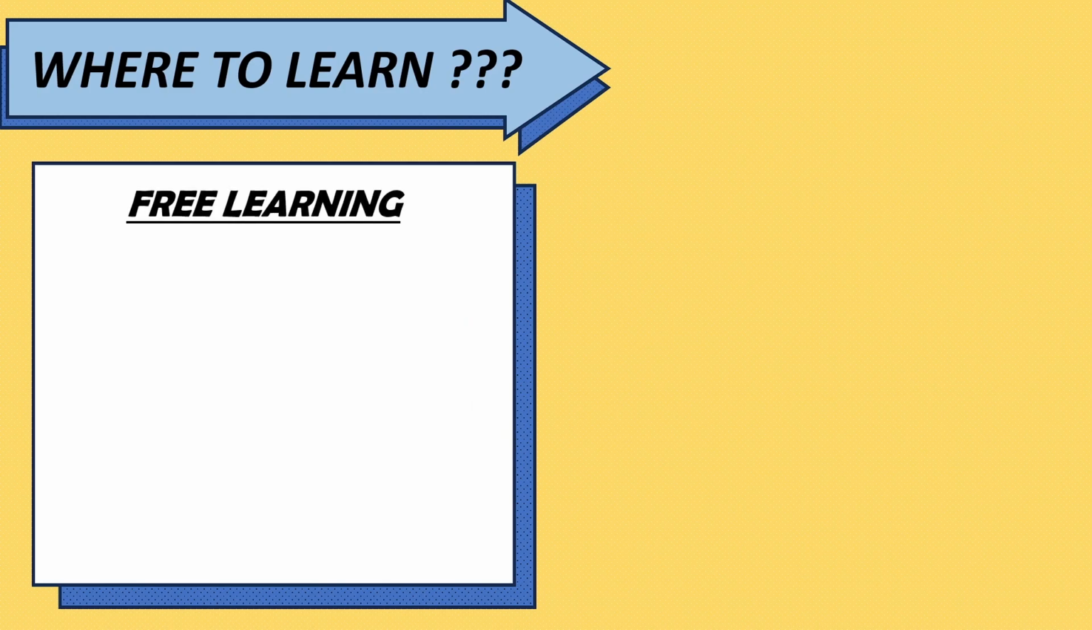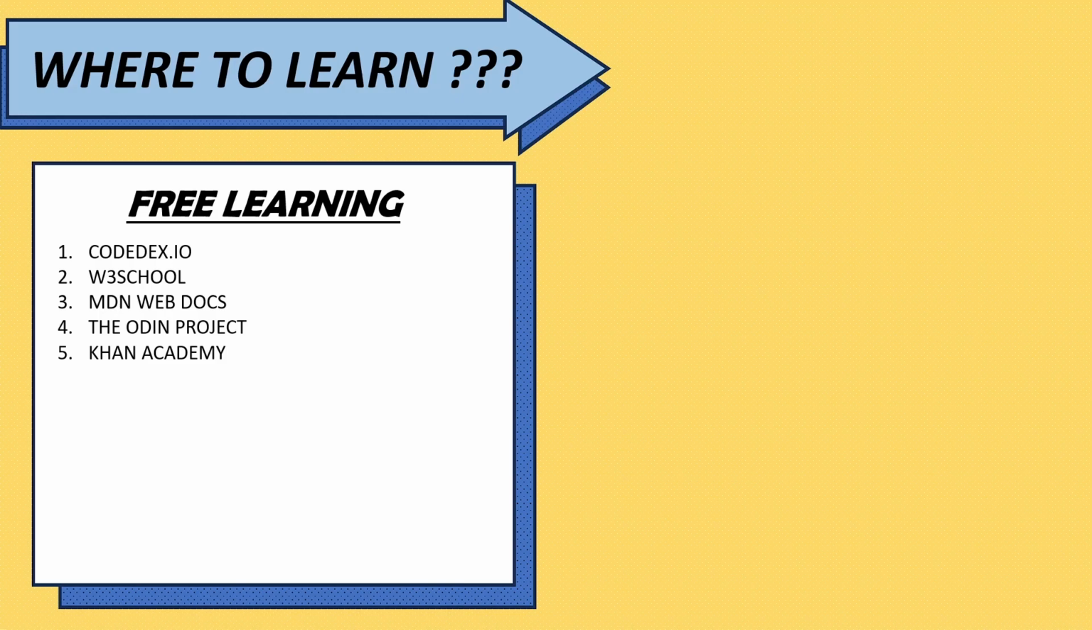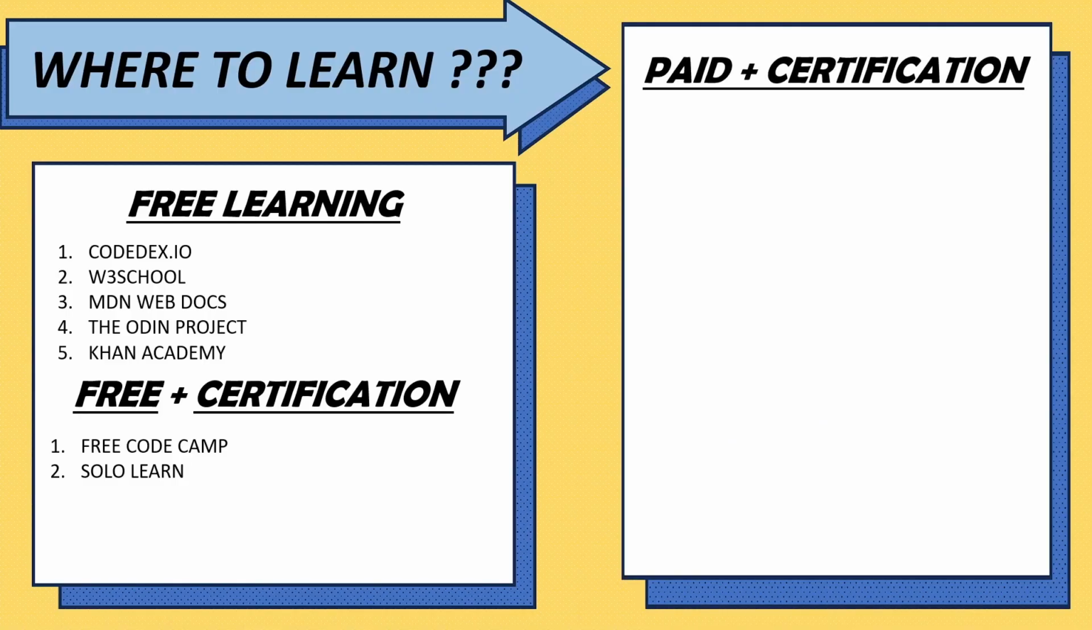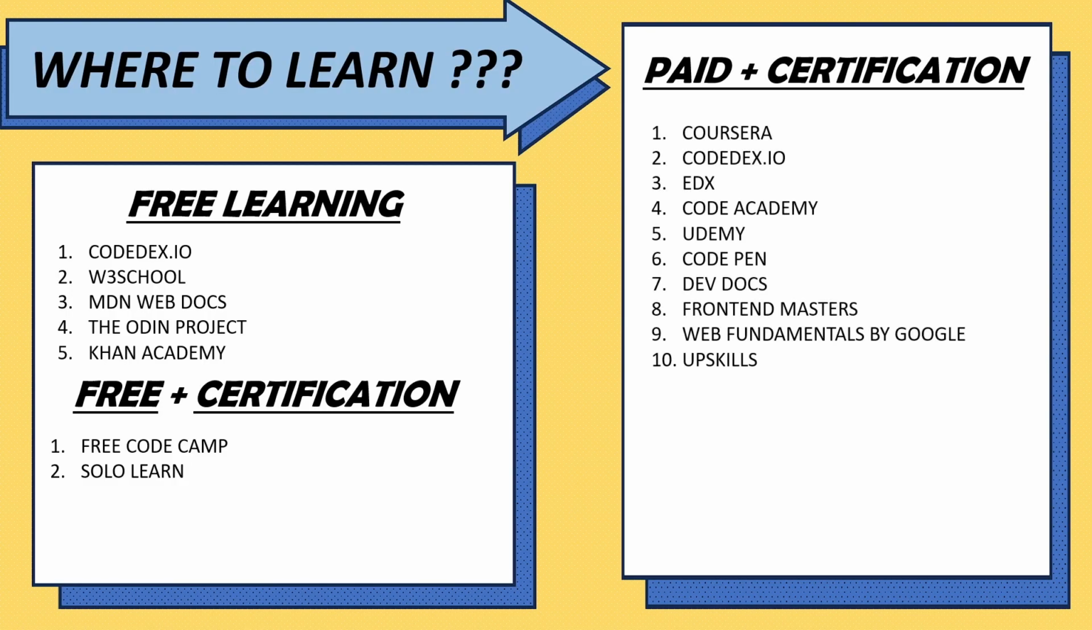Then finally, here we go. We have the bonus page, where to learn. These are some of the lists. You may screenshot them and search for them, or you may find their links down in the description. You can easily access them. For example, we have free learning: Codecademy, W3Schools, Khan Academy, etc. Then we have free plus certification: freeCodeCamp and SoloLearn. And then we have the paid certifications. As you can see, these were the lists. You can either search them on Google, or you may find all of their links down in the description.